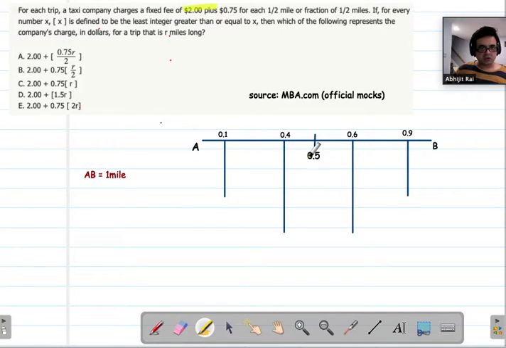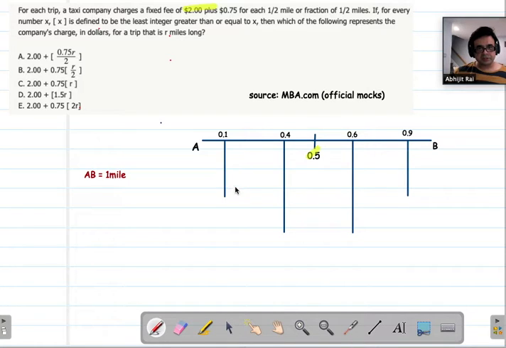So I've drawn the mileage here. This is my half mile mark. Anywhere here between A and B, assuming it to be 1 mile, anywhere between A and 0.5 miles, you will be charged $0.75. It doesn't matter whether you go 0.1 miles, 0.4 miles, or all the way to 0.5 miles. Similarly, if you go a little bit beyond that, let's say to this point at 0.6 miles, then you would pay another $0.75. So that would be $1.75. Let's see how that would look very quickly.